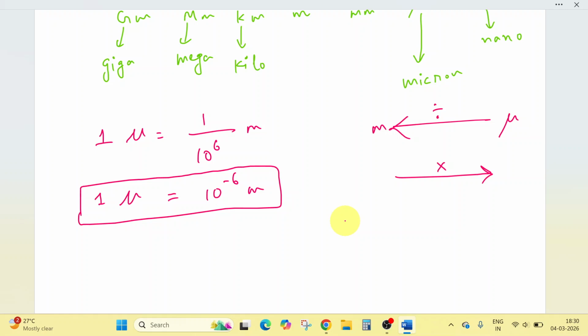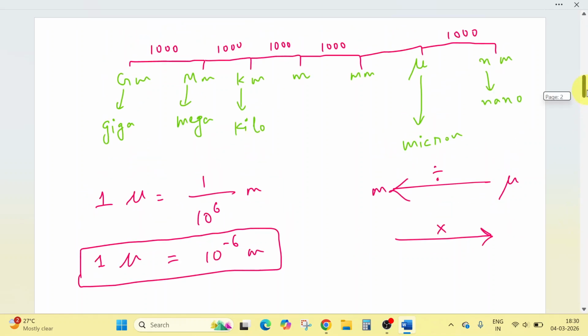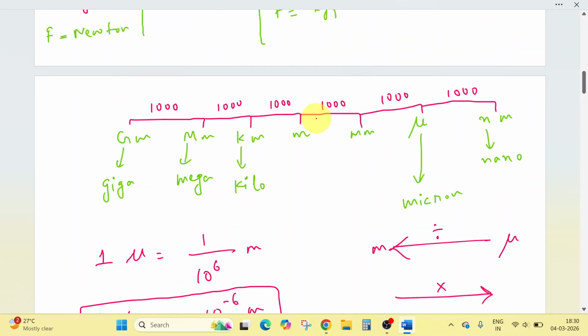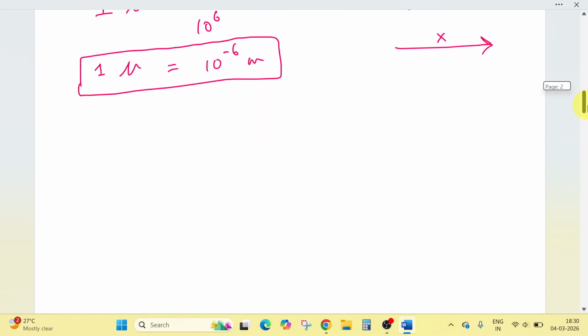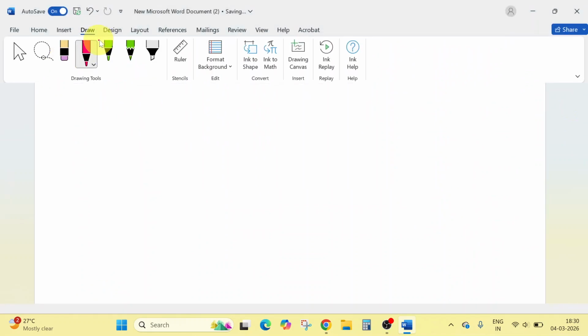Now these are all metric units. Metric means it deals with meter. Look, I have written meter beside everything, isn't it? Meter is the center of attraction. That is why this is called the metric system. Metric word comes from meter. So this side is bigger units of meter, elder brothers, and this side is younger brothers, like elder sister, younger sister. Okay, so this is the metric system, and now let us discuss some of the non-metric system.